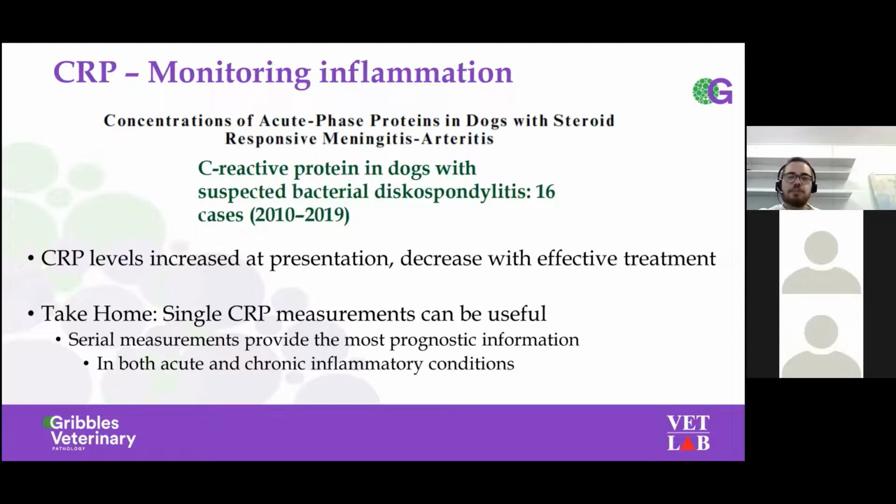In somewhat of a similar vein, CRP was also measured in dogs with steroid-responsive meningitis and arteritis. And in this study, they found that decreases in serum CRP levels somewhat mirrored decreases in CSF cell count. So kind of indicating that as these dogs were treated and inflammation resolved, CRP levels decreased as a result. So I guess just going to show that CRP can be useful as a monitoring tool for both acute and chronic inflammation in dogs.